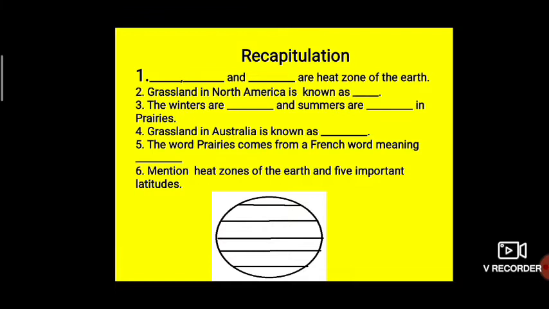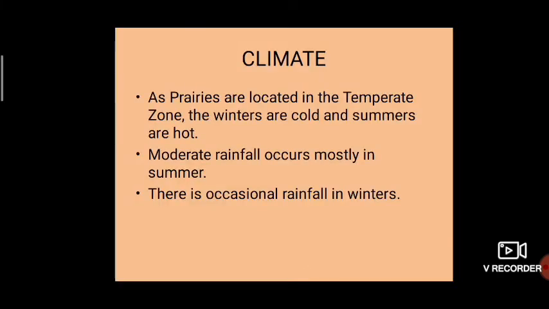And what is the meaning of that word? I told you that it is in your star facts. Number 6, this is the heat zone, right? So mention the heat zones of the earth. Also the 5 important latitudes: 1, 2, 3, 4, 5.